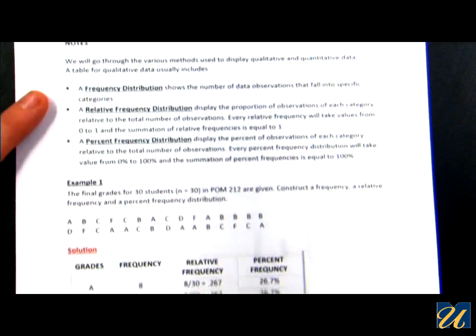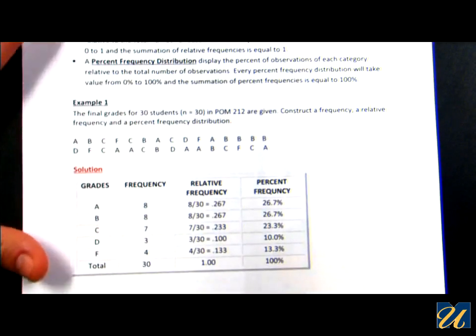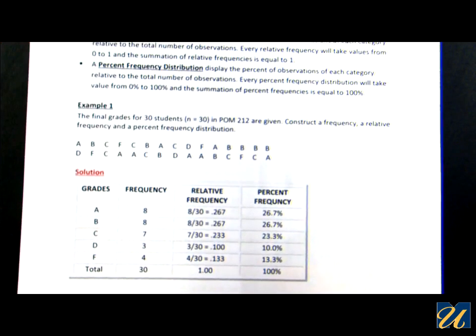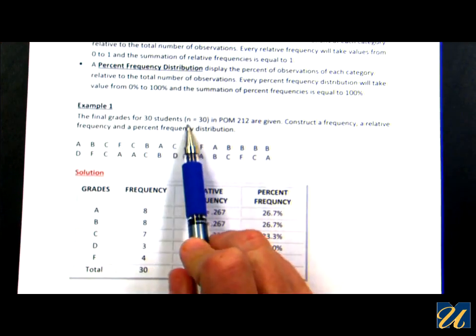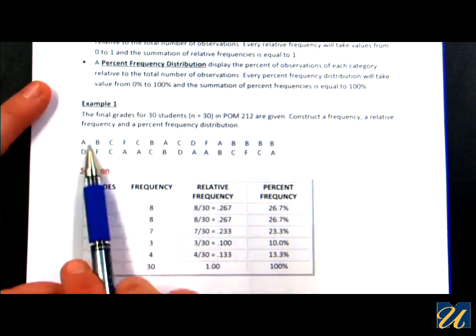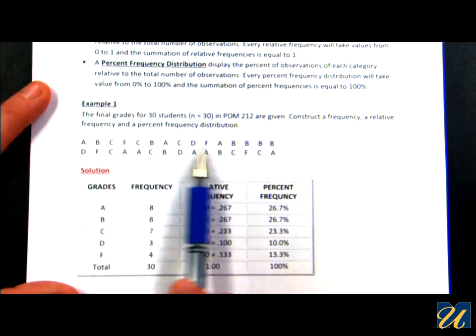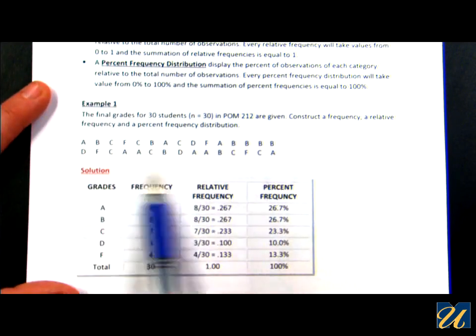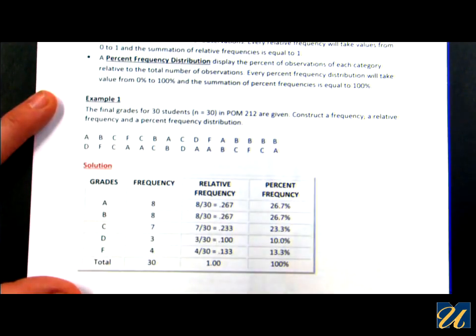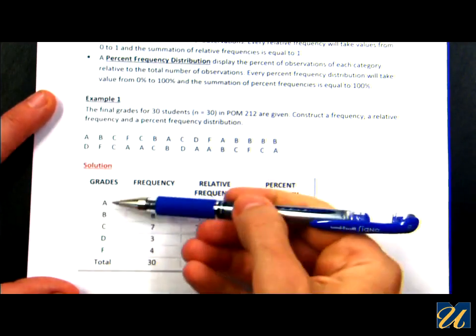So, for example, let's look at this example. The final grades for 30 students are given, where n is the sample size, so n is equal to 30. Construct a frequency distribution, a relative frequency distribution, and a percent frequency distribution. Once you are given your data set, in this case you have the different grades, 30 in total. So you break them down in categories, in this case, the different grades.